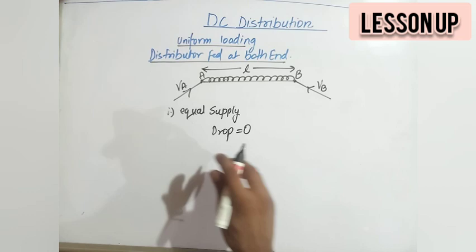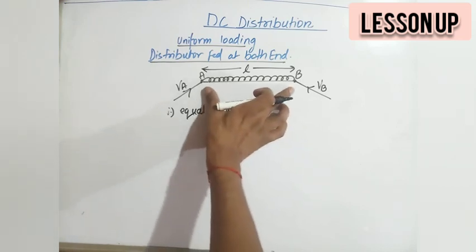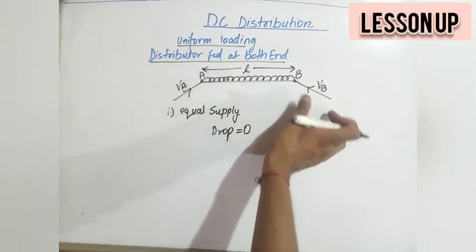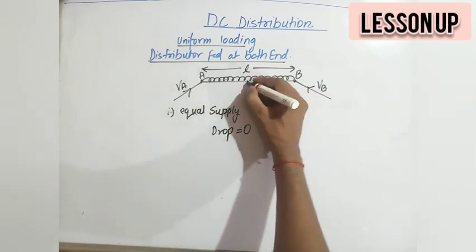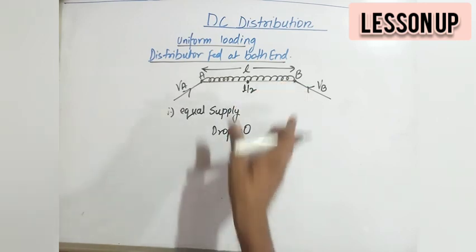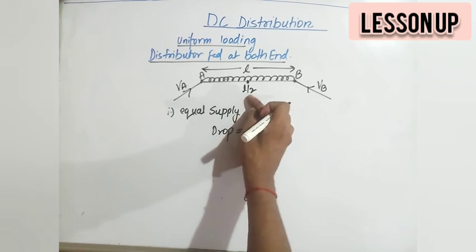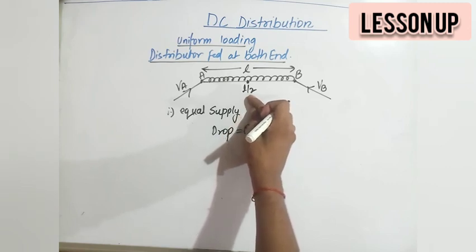Next, what should be the minimum potential point? Obviously this is uniform loading and the voltage drops are equal. The minimum potential you will get at L by 2. If the total length is L, then the minimum potential you will get at L by 2.